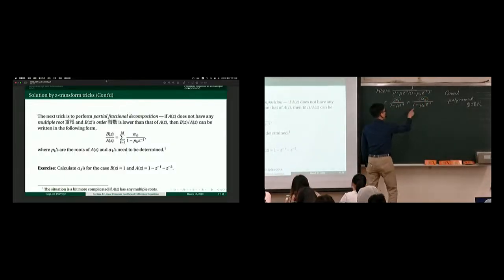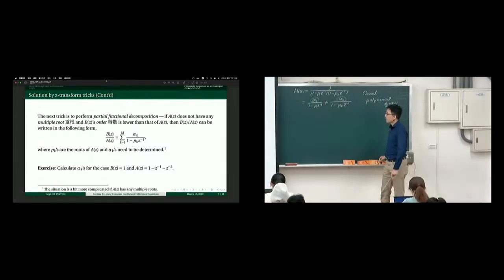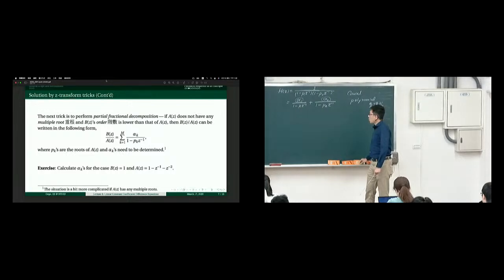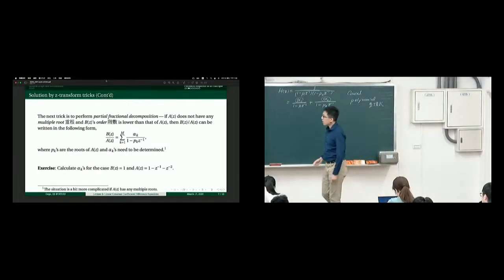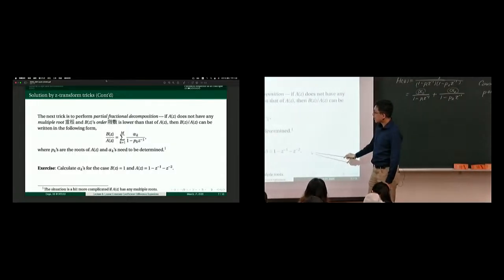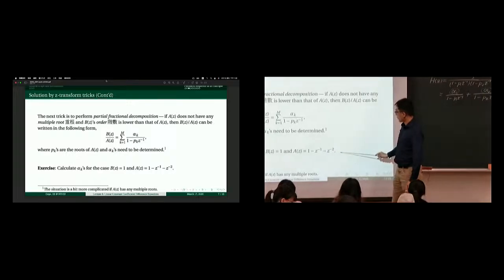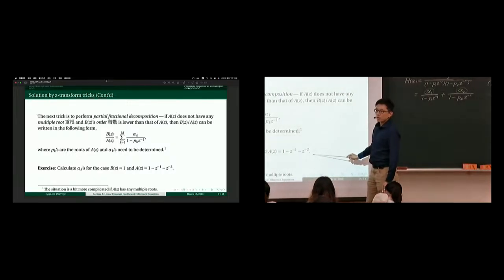We have calculated P1 and P2 already. That has been figured out. But what is unknown right now is alpha 1 and alpha 2. So let's take one step at a time. Now, how do we determine alpha 1 and alpha 2? That's the next exercise: calculate these two unknown coefficients for our special case. How do we do that?